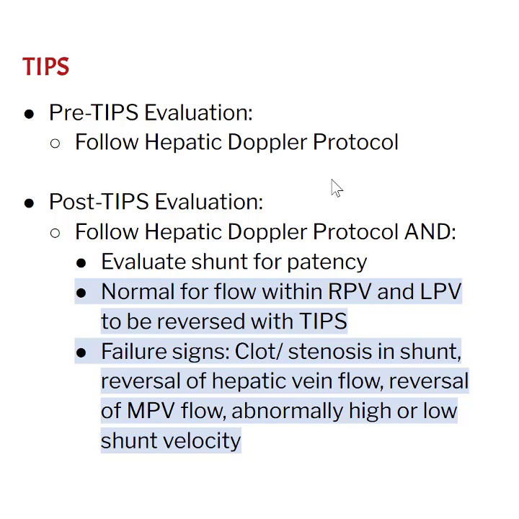Now, some failure signs that we might see with the TIPS are clot or stenosis in the shunt. So we might not see any color flow within the shunt. That would be a clot. Or we're going to see really elevated velocities within the shunt, suggesting a possible stenosis. When we are performing our hepatic Doppler, if we do not see reversal of flow in the right portal vein and the left portal vein, we also consider that to be abnormal, as the shunt is most likely no longer working.